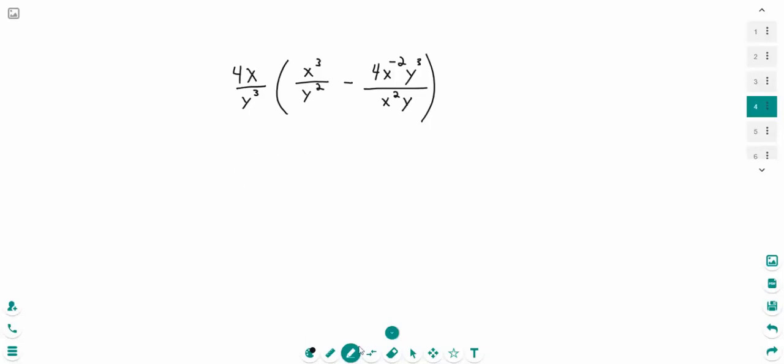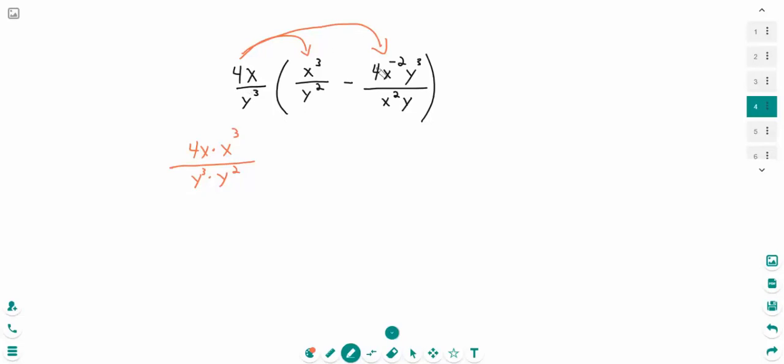All right, so this is all review, really. We're just expanding this problem. We're multiplying our outside term by the first term, and then multiplying it again by the second term to expand it out. So let's go ahead and do that. For this first term, we're going to multiply the numerators. So we have 4x times x to the 3rd, and then in the denominator, we've got y to the 3rd times y to the 2nd. That's the first multiplication, the first term being multiplied by the outside term.